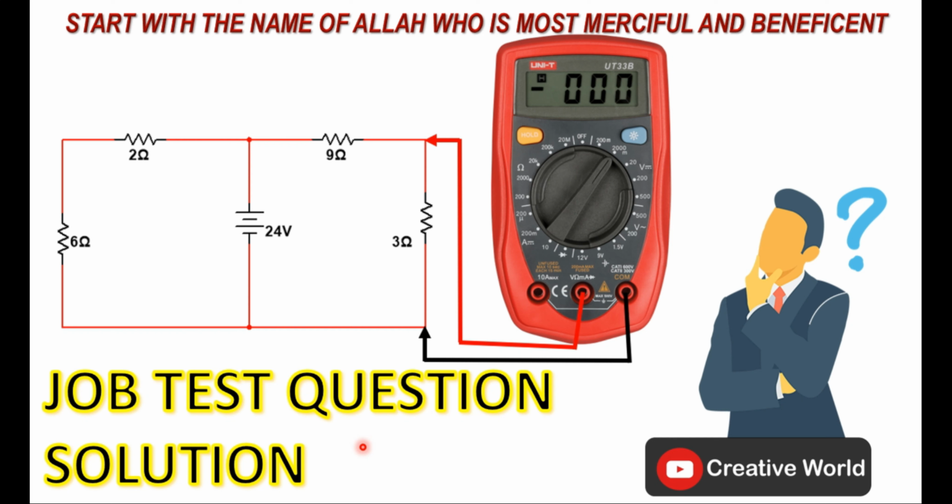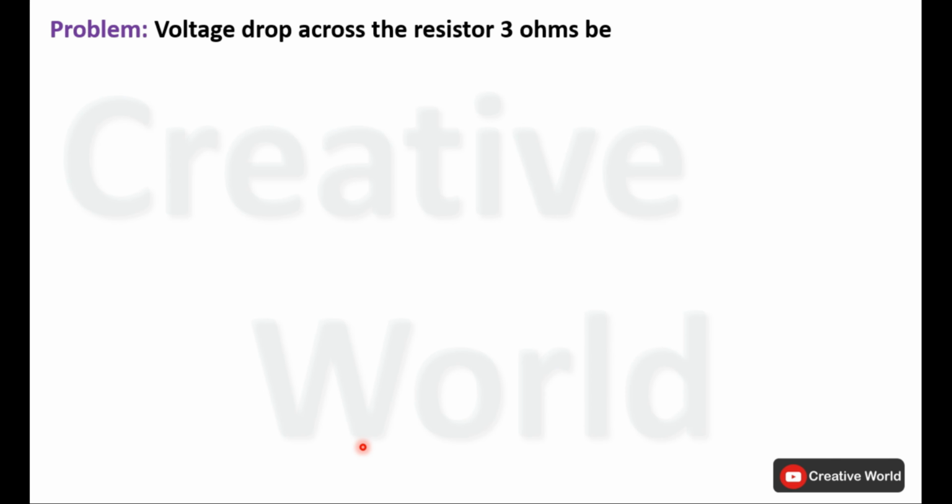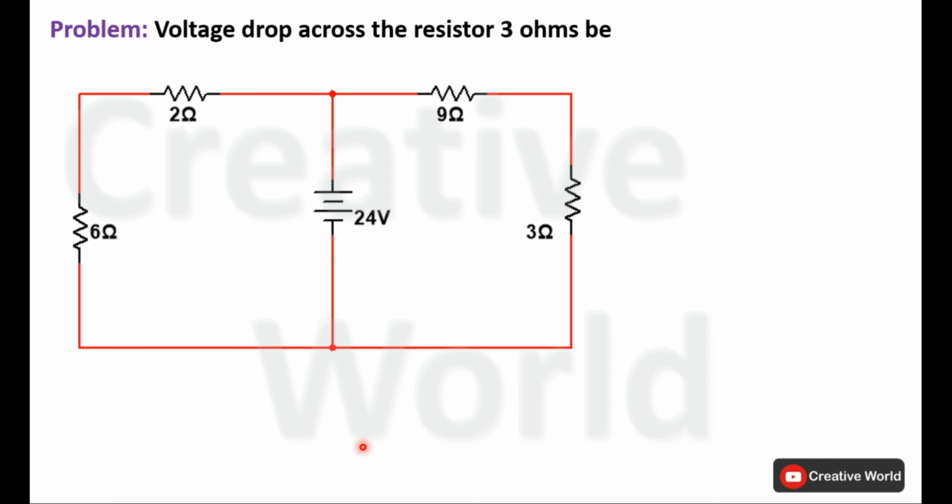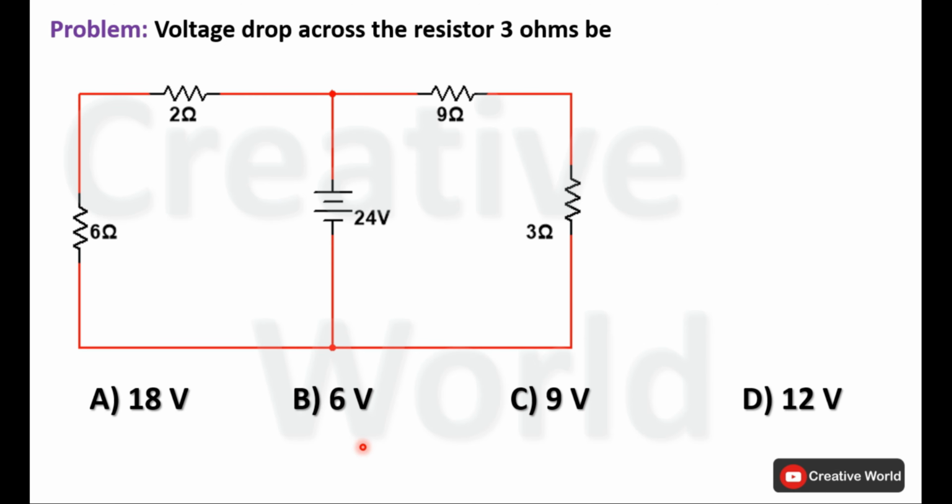In this video, we will solve an electrical engineering job test question. The problem states: the voltage drop across the 3 ohm resistor will be? Option A 18 volt, option B 6 volt, option C 9 volt and option D 12 volt.